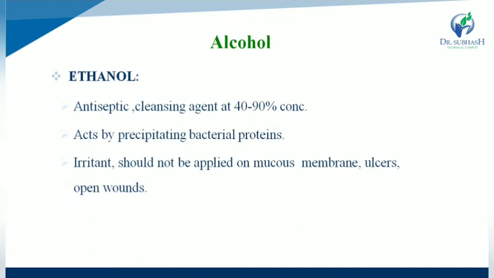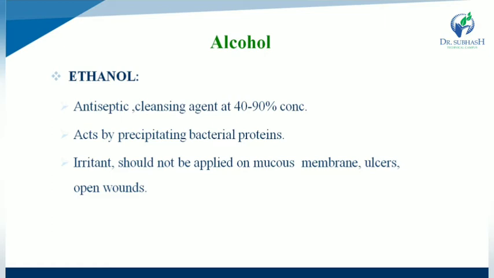Next one, alcohol. In alcohol, one example is ethanol. Antiseptic cleaning agent at 40 to 90% concentration. So ethanol acts as a cleaning agent at a concentration of about 40 to 90%. Ethanol acts by precipitating bacterial protein. It is an irritant and should not be applied on mucosal membranes, ulcers as well as open wounds.